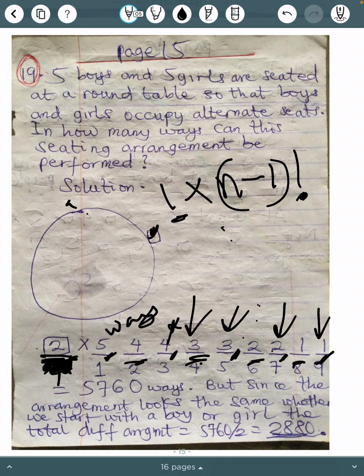But since the arrangement looks the same, whether we start with a boy or girl, the total different arrangements will be 5,760 divided by 2. Let's go to number 20.